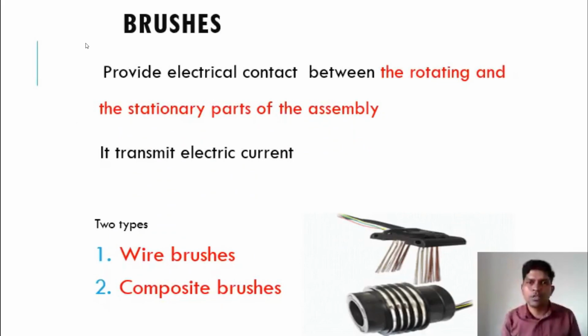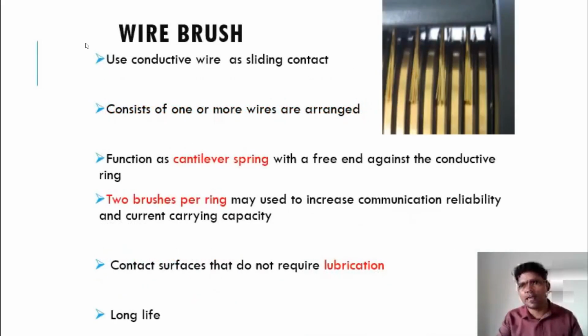I already told you that the brush which gives supply to the slip ring has two types: wire brushes and composite brushes. These give energy to the slip ring. You can see here, this is a wire brush, as you can see in the image. There are different ones.